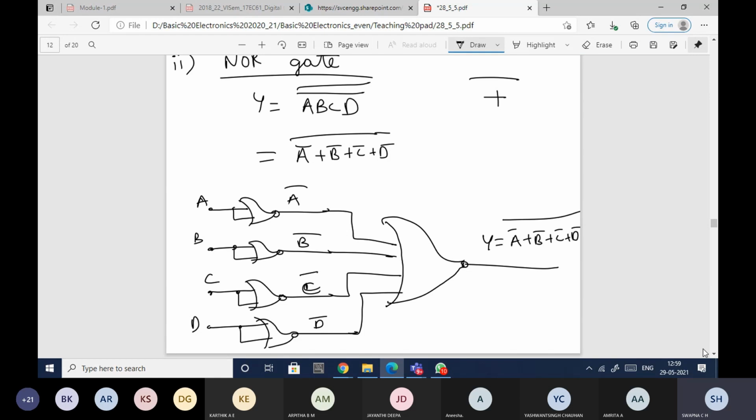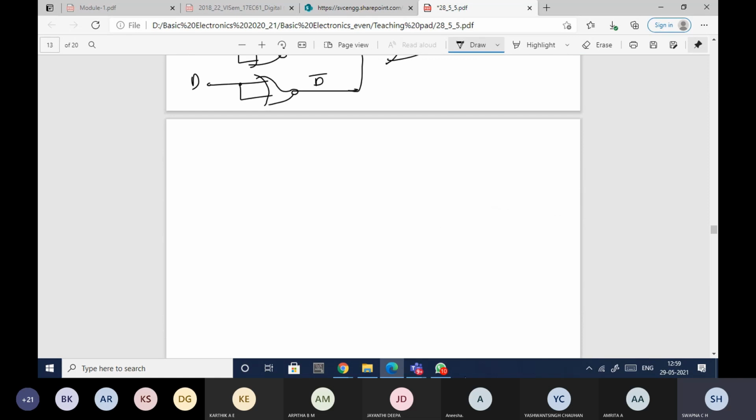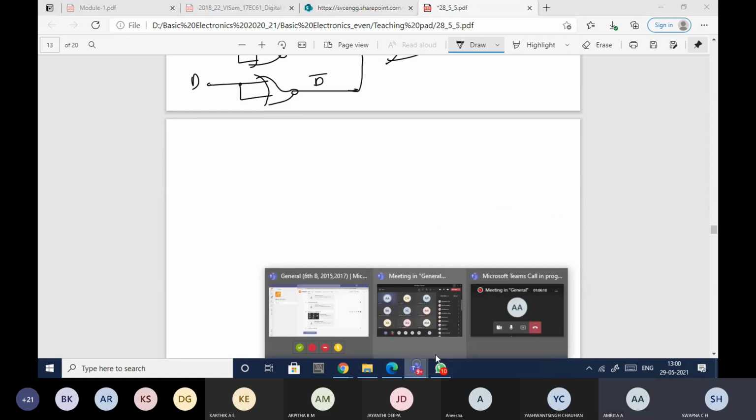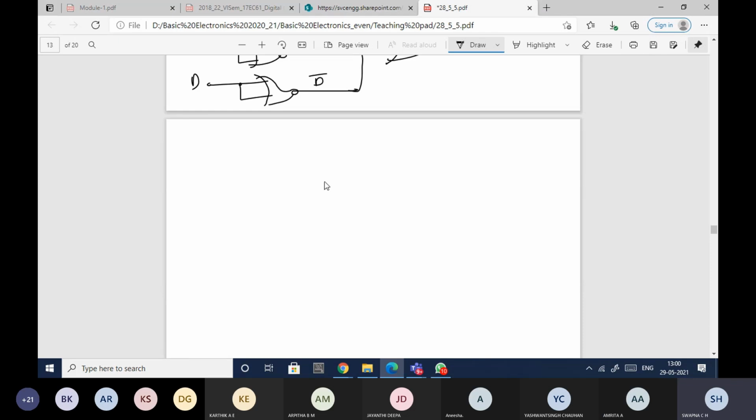How many of you have drawn on your own? Please respond. How many of you could draw on your own? Amrita? I could do it, ma'am. Yes, then anyone else who has done it on their own? I'm not giving you enough time to do it now. Okay, fine. One more problem we will do.